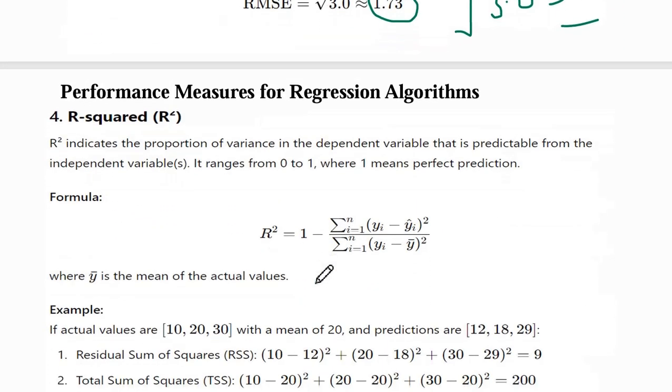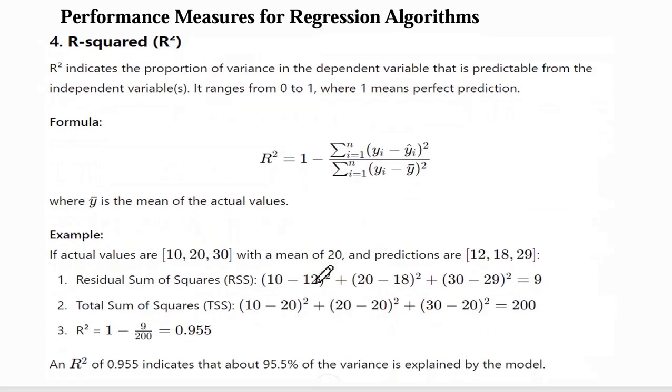Another most important metric to evaluate the regression algorithm is R squared, also represented as R square. It is a little bit different compared to the previous three metrics. The previous three metrics mainly focus on the error, but R square represents the proportion of variance in the dependent variable that is predictable from the independent variable.